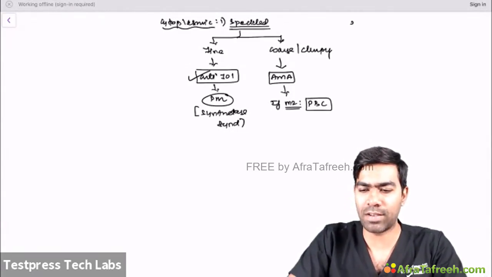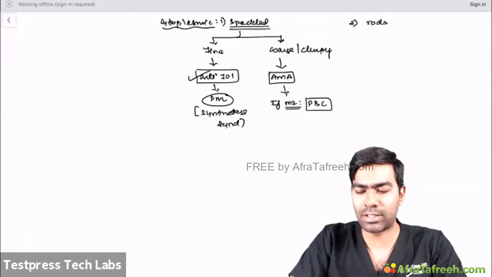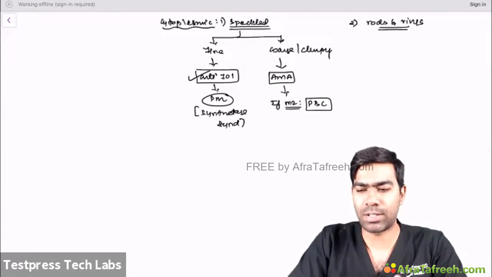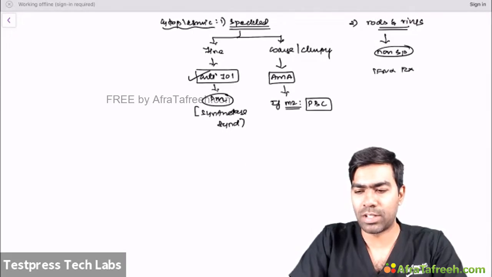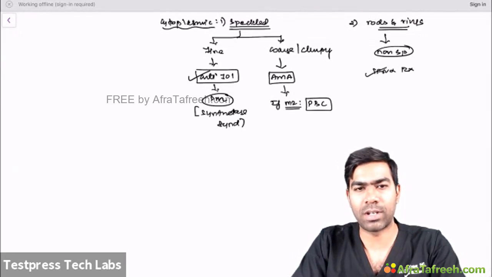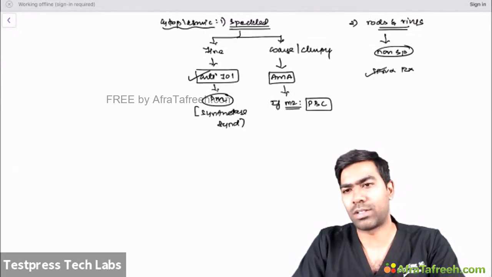And second, we have something called a rods and rings pattern. Cytoplasmic rods and rings is very non-specific, and it can be associated with interferon alpha therapy, some HCV infection, so many things. It's very non-specific. That's called cytoplasmic rods and rings. That's all.